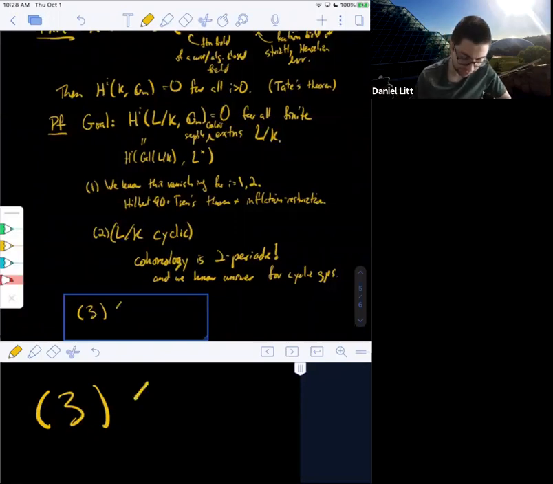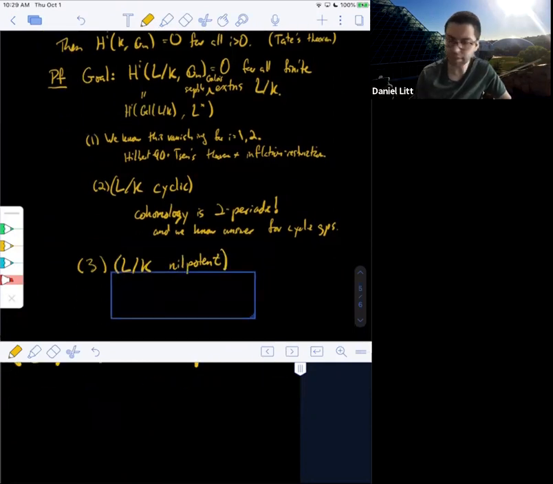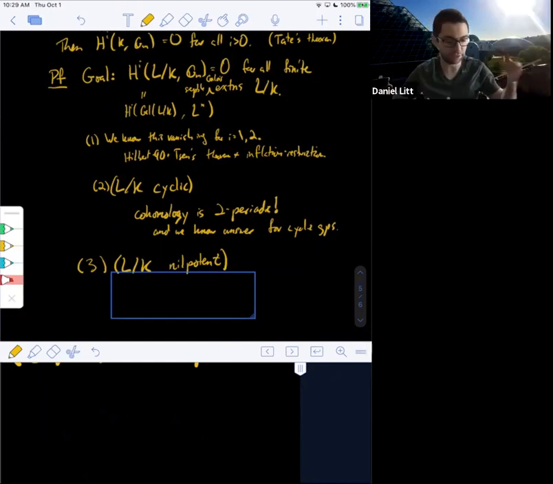All right, so now let's do L over K nilpotent. So does everyone know what it means for a group to be nilpotent? Does anyone want a reminder? Yeah, could you remind us? Yeah, so at least the key fact I'm going to use is that there's a filtration so that the associated graded pieces are cyclic. But what it really means is that if you keep taking the iterated commutators, you eventually get 0.